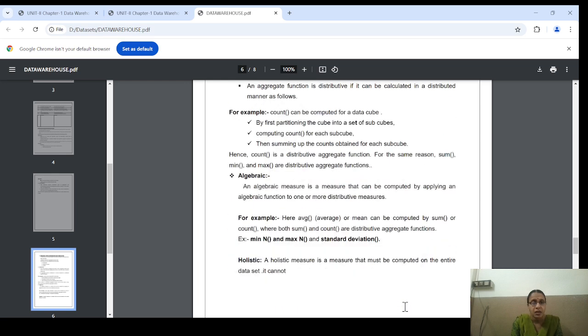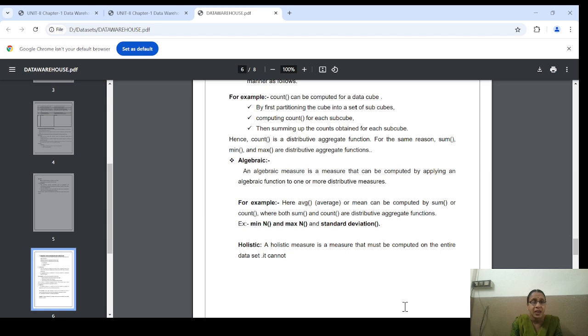Algebraic means a measure that can be computed by applying an algebraic function to one or more distributive measures. For example, average or mean can be computed from sum and count. So both sum and count are distributive aggregate functions. Min, max, and standard deviation are examples of algebraic functions.